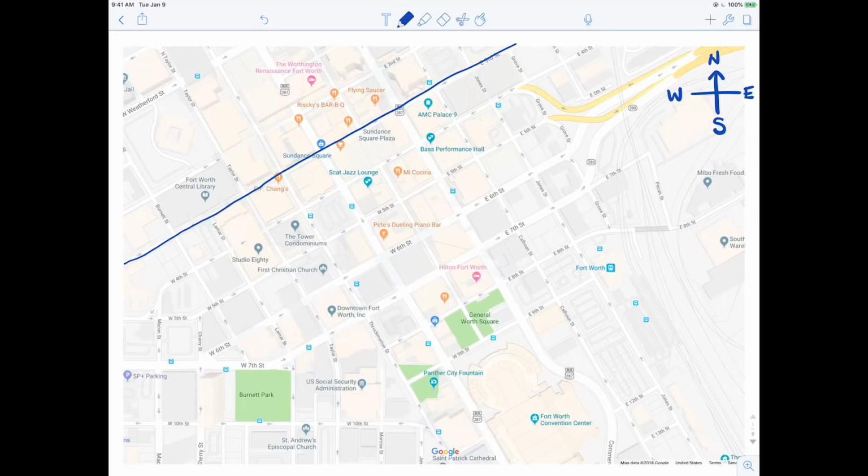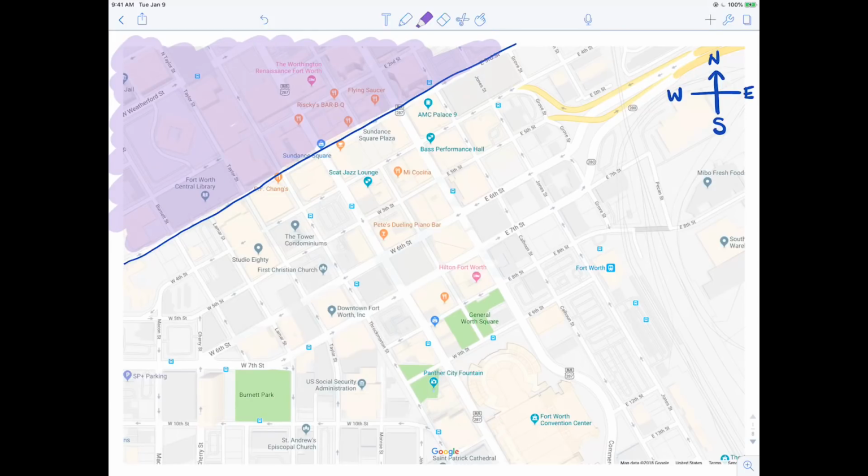Okay, and not only could I be somewhere on East 3rd Street, but I could also be somewhere north of East 3rd Street. So think about what that means. Where could I be? Could I just be at the Fort Worth Central Library or on Burnett Street? Could I be at the Flying Saucer or Risky's or any of these places? Right, I could be any of these places.